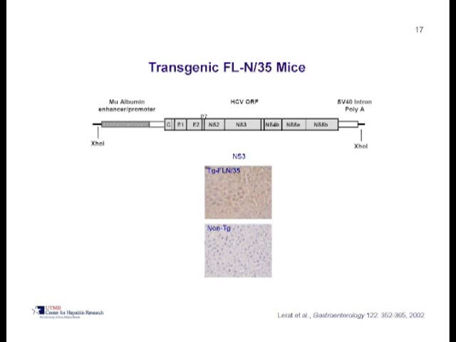We overexpressed them in black 6 mice. What we did was to overexpress the entire polyprotein of the virus under control of the albumin enhancer promoter sequences so that it was liver specific in its expression. And we achieved several lineages of mice, one in particular, FLN35, that we studied in detail, that had very low level expression of the polyprotein, very difficult to detect, and comparable to what one would find if one looked in human liver. So what do we see in terms of pathology in these mice?